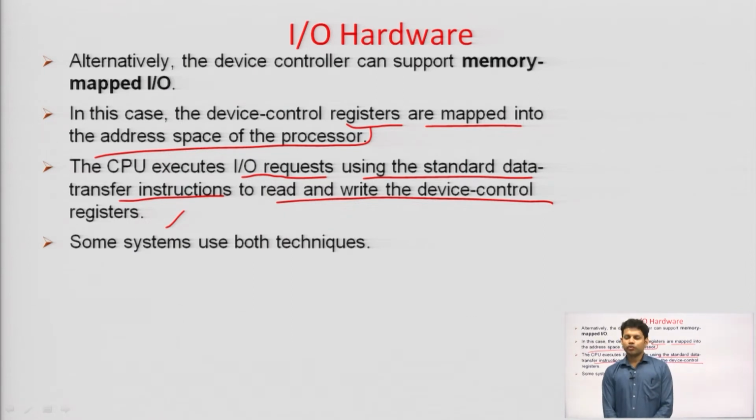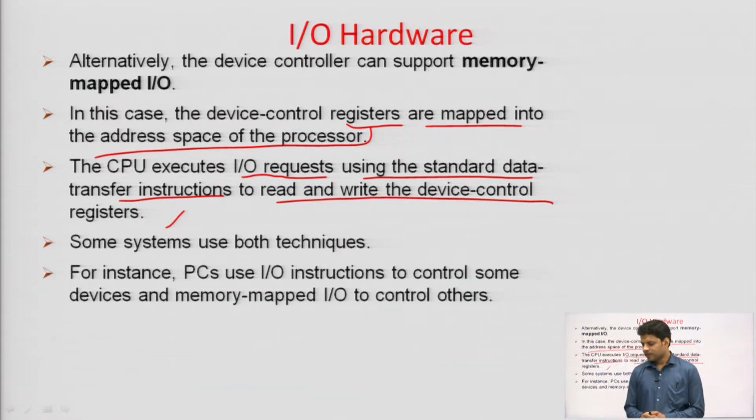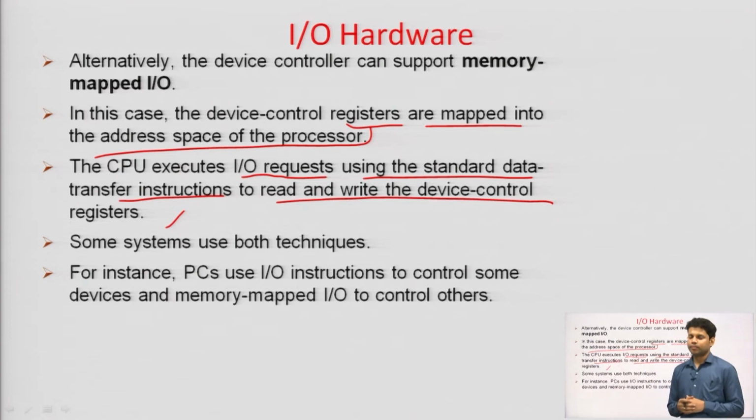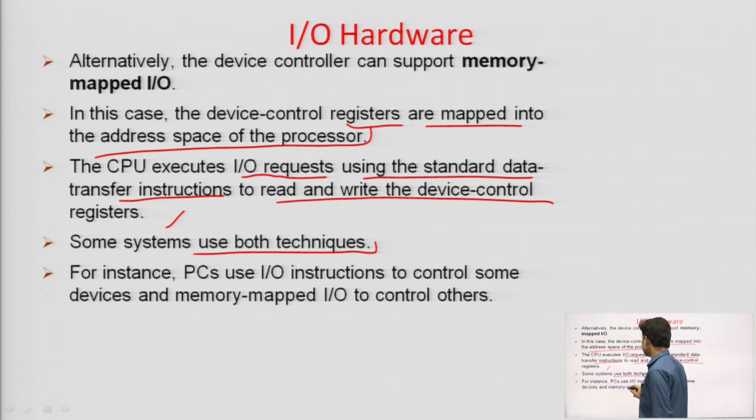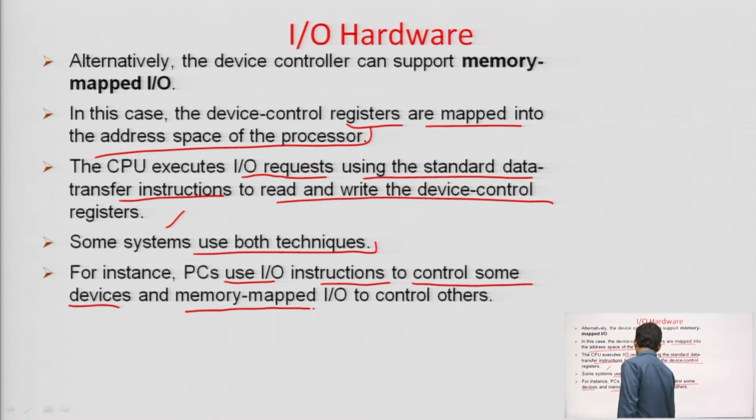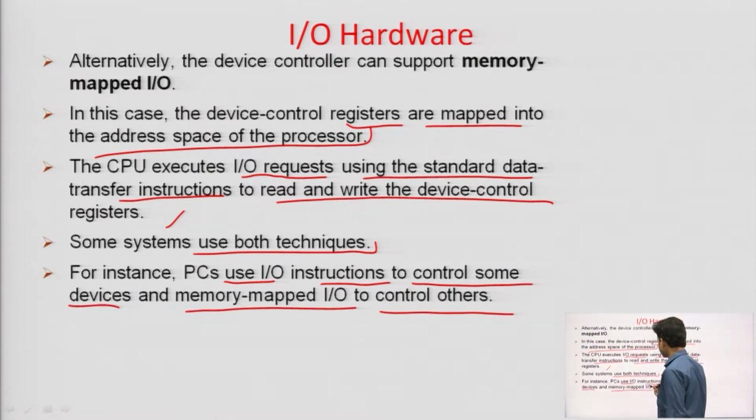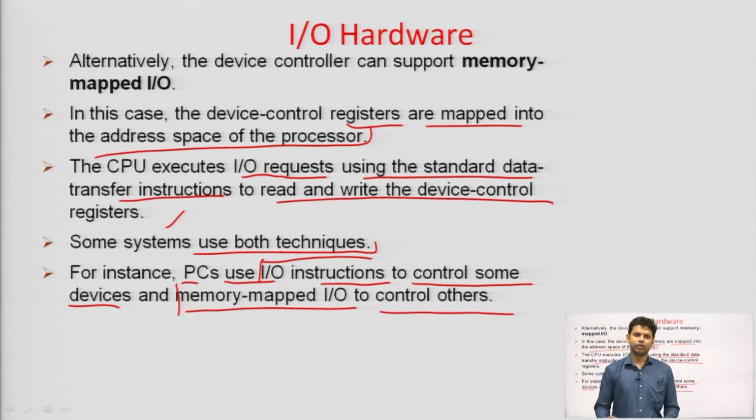Some systems use both techniques: memory mapped IO and IO instructions. For instance, PCs use IO instructions to control some devices and memory mapped IO to control others. We'll see later what programmed IO, DMA and interrupts are.